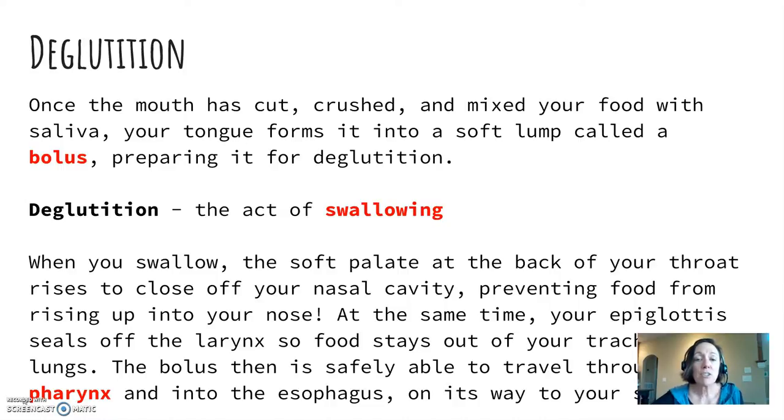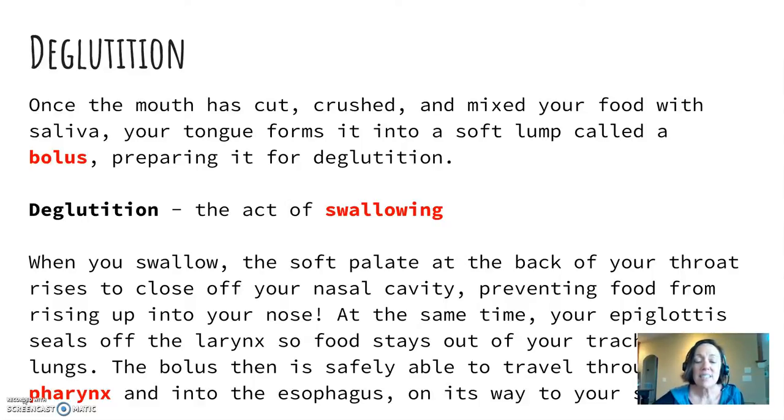Once the mouth has cut, crushed, and mixed up your food with some saliva, your tongue then forms it into a soft lump called a bolus. That's preparing it for deglutition. Deglutition is a big fancy word that means the act of swallowing. When you swallow, the soft palate in the back of your throat rises to close off your nasal cavity. That's just to prevent food from rising up into your nose. At the same time, the epiglottis seals off the larynx so that food stays out of your trachea and won't move into your lungs.